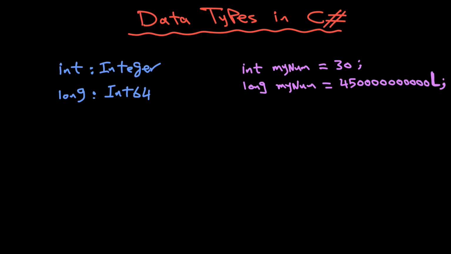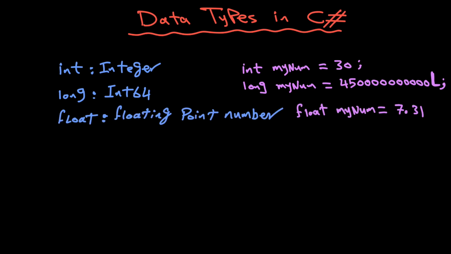The next data type we are going to talk about is called float. It stands for floating point number, any number with a decimal point. To specify a floating point number, put the capital letter F at the end of the value, as in this example: float myNum = 7.31F; and a semicolon at the end of the statement also. The size for this data type is 4 bytes.